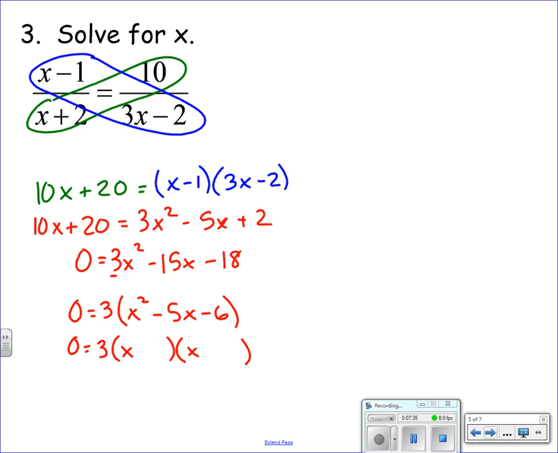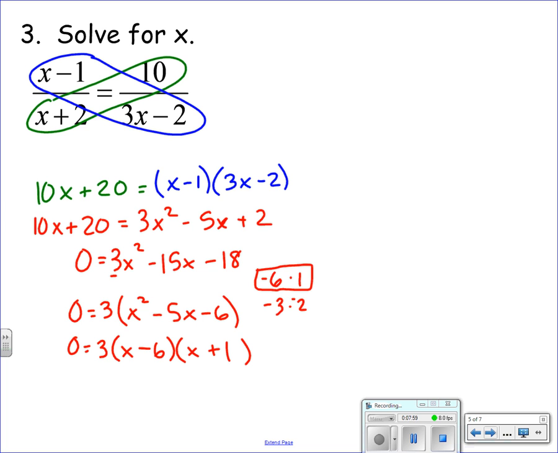Well, let's look at this. Negative 6 times 1 and 3 times 2. If I make both of the 3 and the 2 negative, yes, they're going to add to be a negative 5x, but they're not going to multiply to be a negative 6. They're going to multiply to be a positive 6. So this is our option, x minus 6, x plus 1.